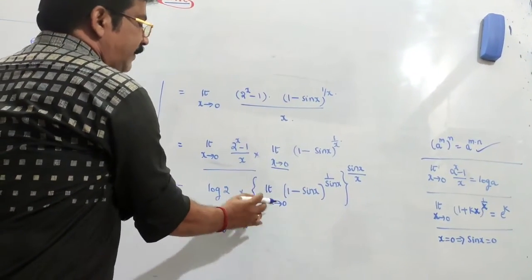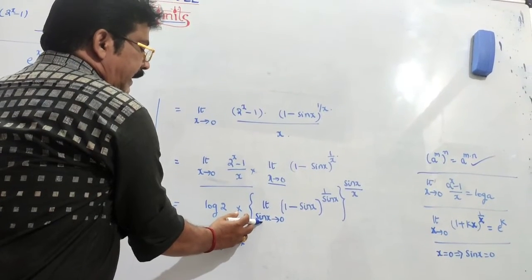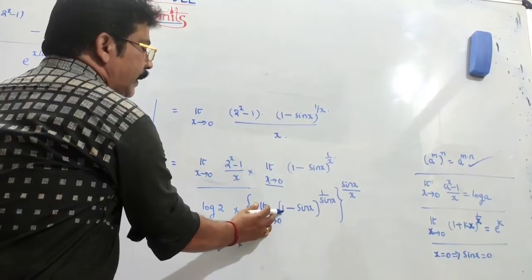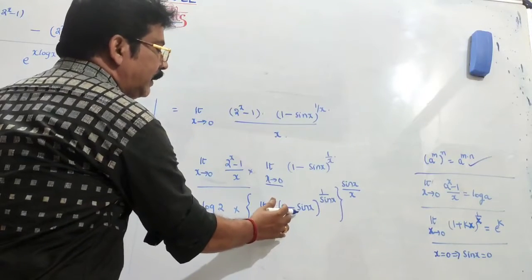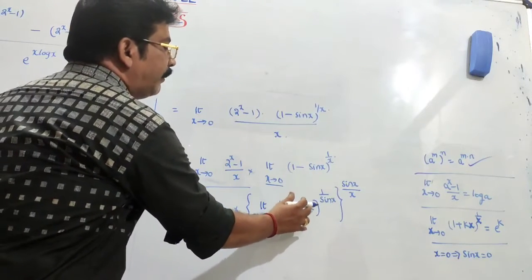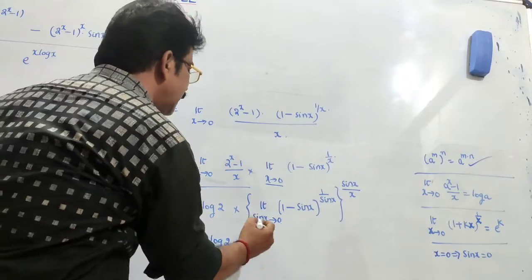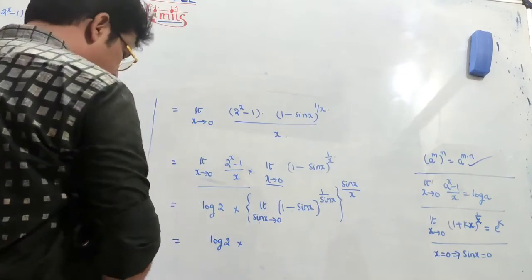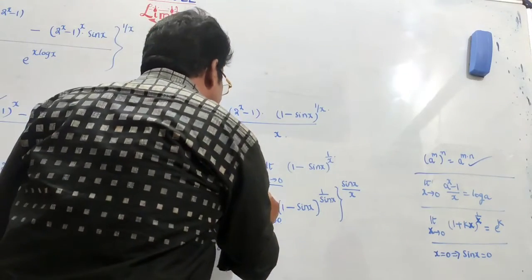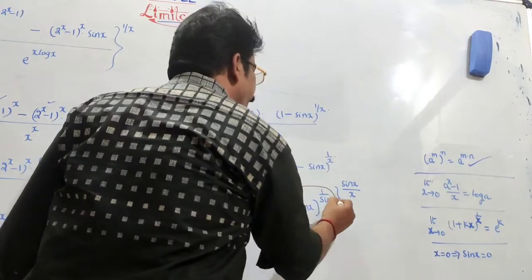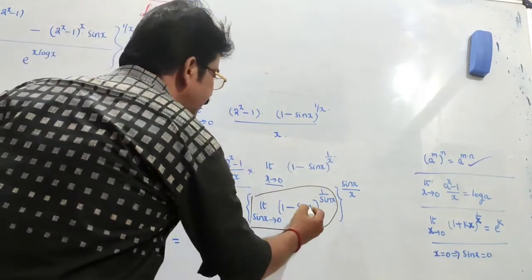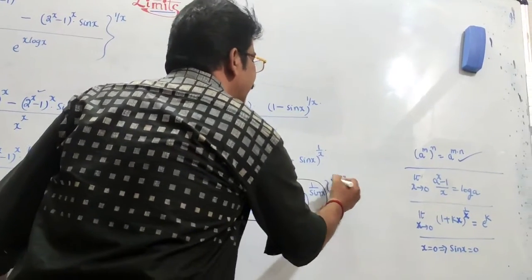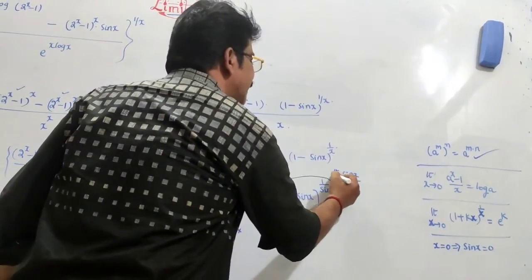Therefore, it is of the form limit X tends to 0, (1 plus kX) whole power 1 by X, where k equals minus 1. So the total value here: X is a function, so we can write the limit as x tends to 0.